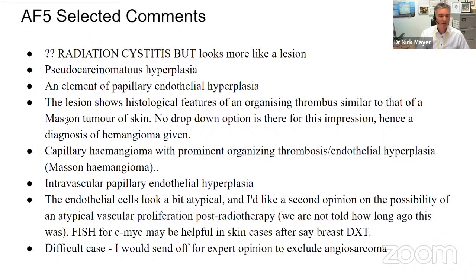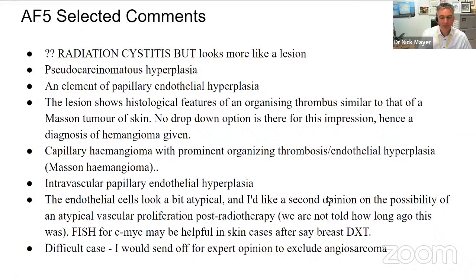And some people made reference to the fact that these papillary areas looked a bit like Masson tumors in the skin. So intravascular papillary endothelial hyperplasia was a comment by quite a lot of people. This comment here, I think in other areas, the CMIC FISH can be useful in ruling out angiosarcoma or vascular type malignancy, but I'm not sure whether we use it in the bladder in this context.